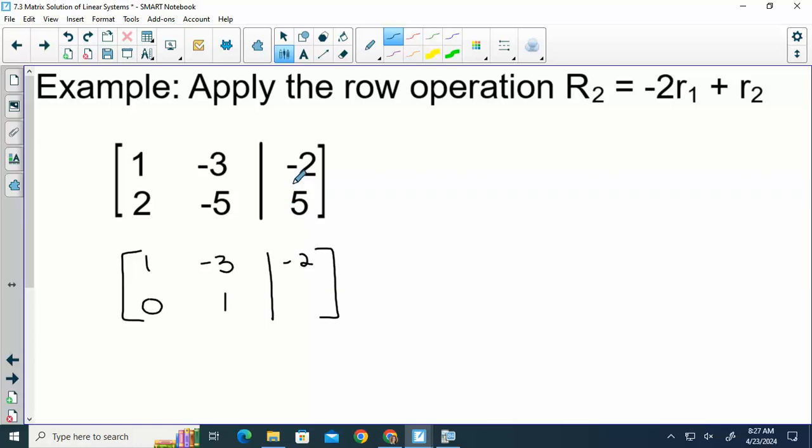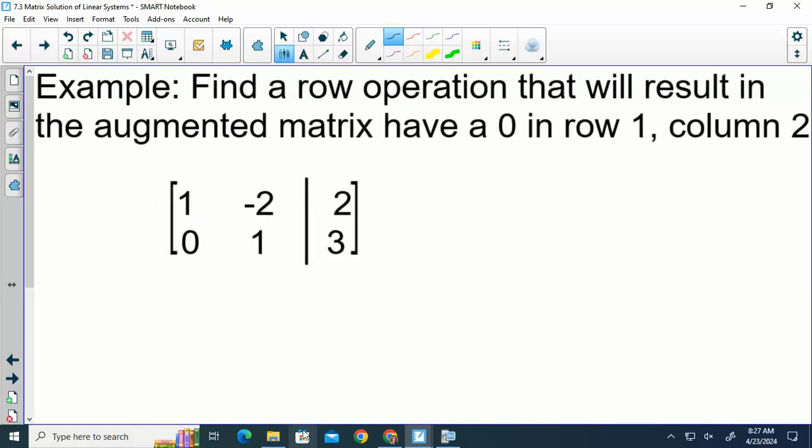If I did -2 times -2 plus 5, 3. Are those okay? Now let's try to come up with our own row operation.